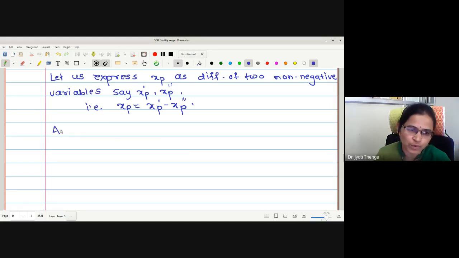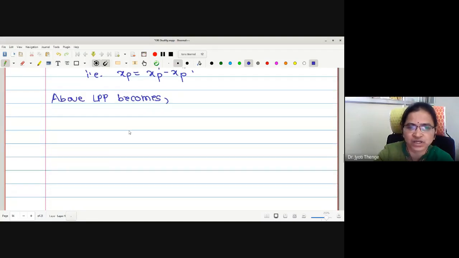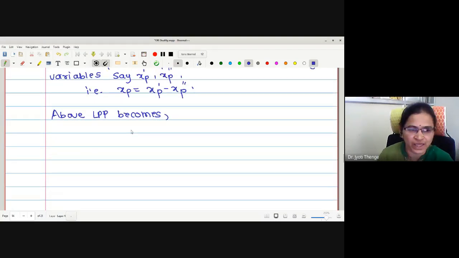Okay, now the above LPP becomes, we will substitute correspondingly the change of the variable xp. Therefore, this is maximize z equal to c1x1, c2x2.